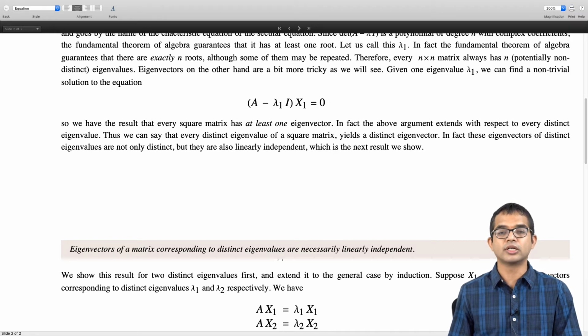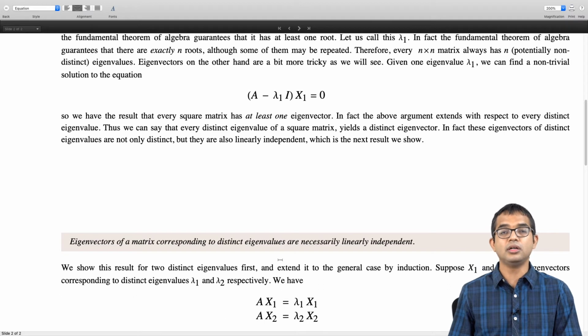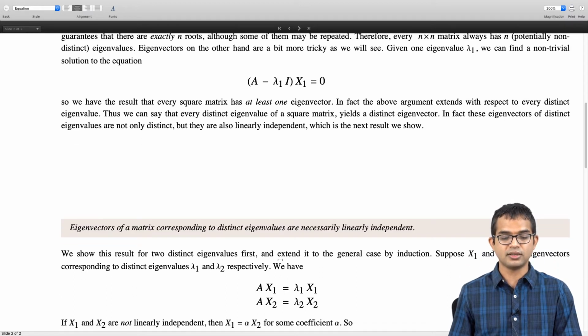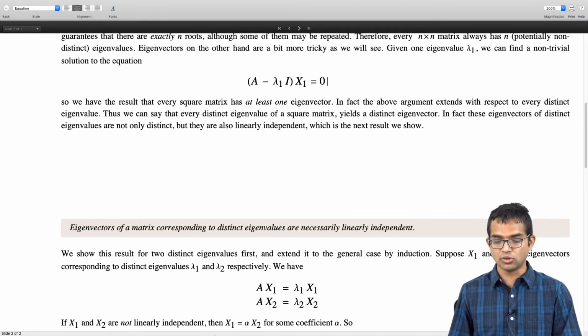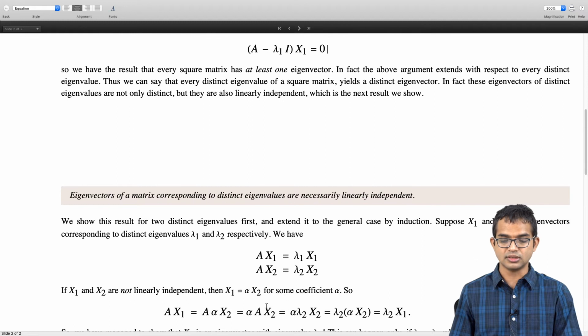So you have A acting on x1 is equal to lambda 1 x1, A acting on x2 is equal to lambda 2 x2. So we want to show that if lambda 1 is not equal to lambda 2, then x1 and x2 are linearly independent, right? Which means that suppose x1 and x2 are not linearly independent. So that would imply that x1 is equal to alpha times x2 for some coefficient alpha. If this holds, let's see that there is a contradiction. Let's operate with A on x1. So you have A x1 is equal to A times alpha x2, because x1 is equal to alpha x2.